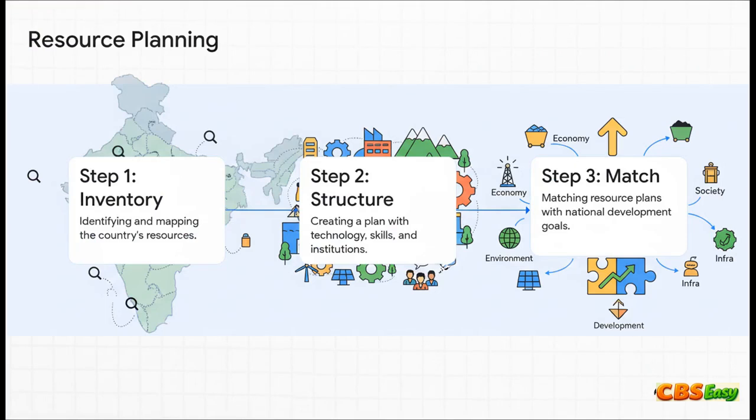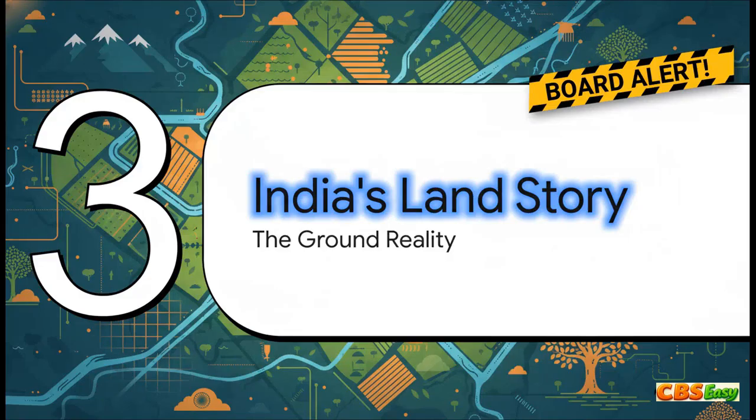Well, it's a three-step dance, and it's perfect for a long answer. Step one is pretty logical. You have to figure out what you have and where it is. Step two, build the framework. Get the right technology, skills, and organizations ready. And finally, step three, make sure your resource plan actually lines up with what the country is trying to achieve overall.